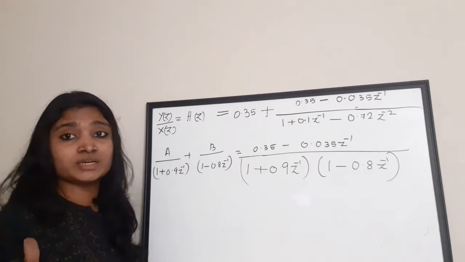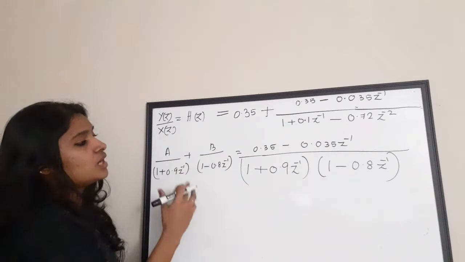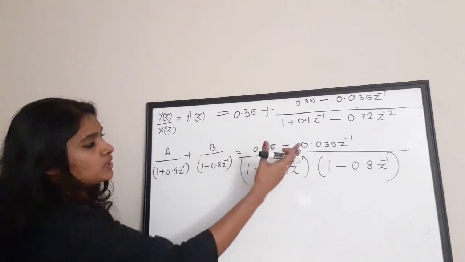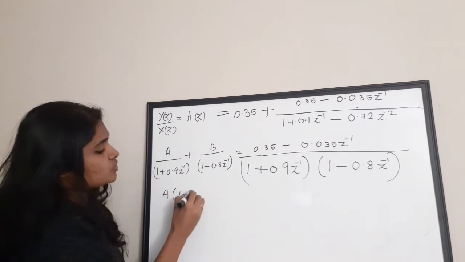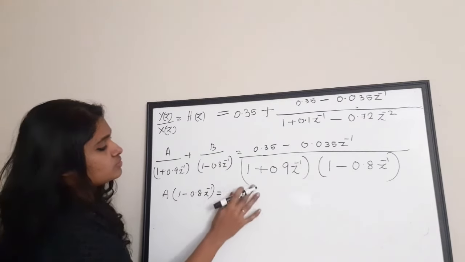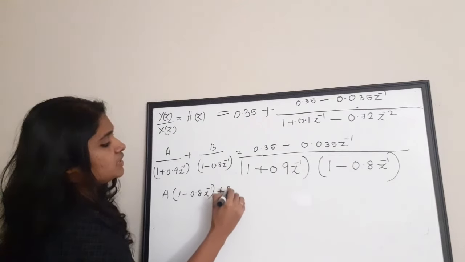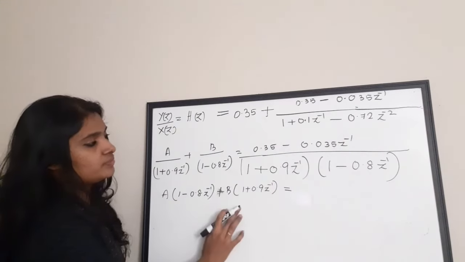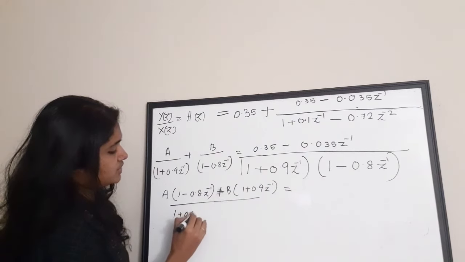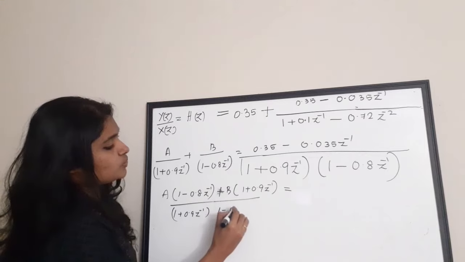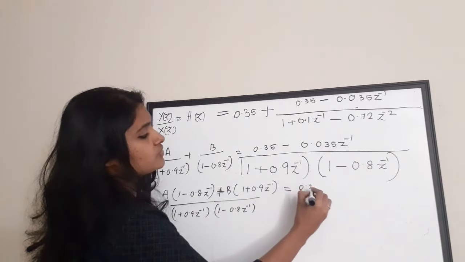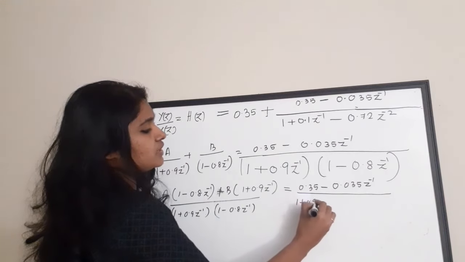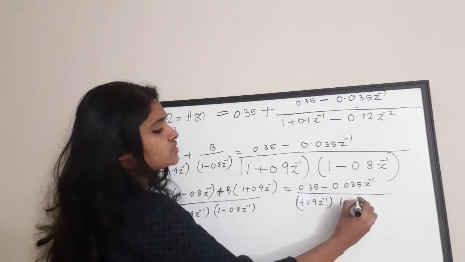Okay, so now we need to actually find the values of a and b. This is actually mathematics. I hope you have done these things in your maths. So how to split this? That is, how to find the values of a and b. Just cross multiply these two terms and equate. That is, a into 1 minus 0.8 z raised to minus 1, plus b into 1 plus 0.9 z raised to minus 1, is equal to, there is a denominator, 1 plus 0.9 z raised to minus 1 and 1 minus 0.8 z raised to minus 1, equal to 0.35 minus 0.035 z raised to minus 1 by 1 plus 0.9 z raised to minus 1 into 1 minus 0.8 z raised to minus 1.